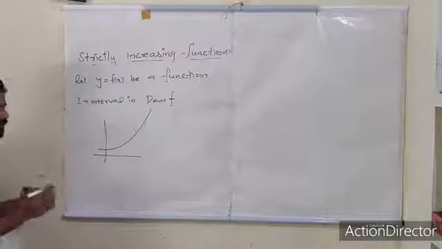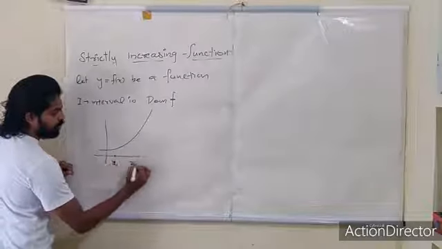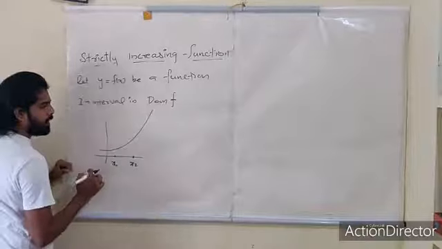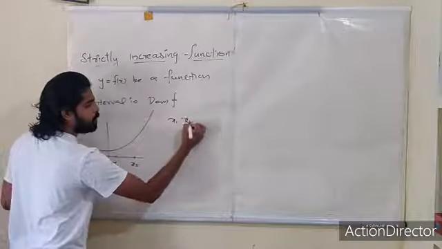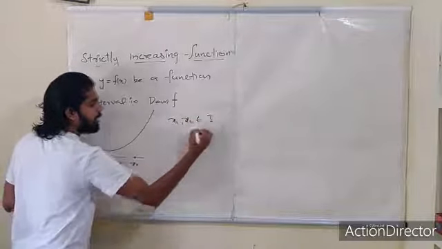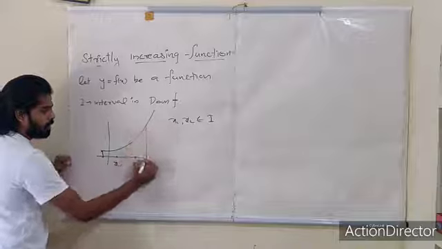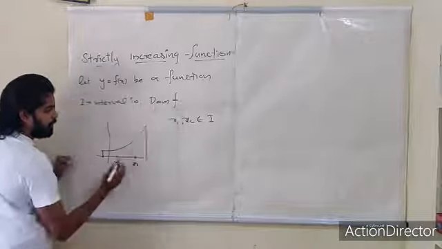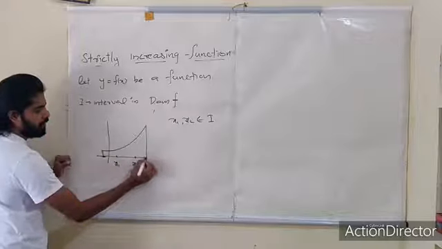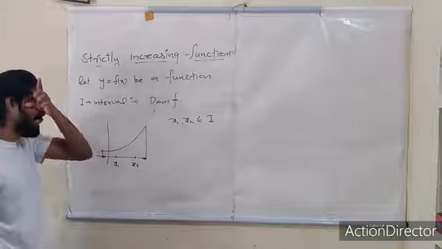Okay, suppose x1 and x2 are any two values in this interval which is in the domain of f. Suppose x1 and x2 belong to the interval I. Suppose I can be this much, from here to here. Suppose this is the interval I. So we are drawing the graph only in this interval. So all these values from here to here, this is I. Okay, so x1 and x2 belong to the interval I.